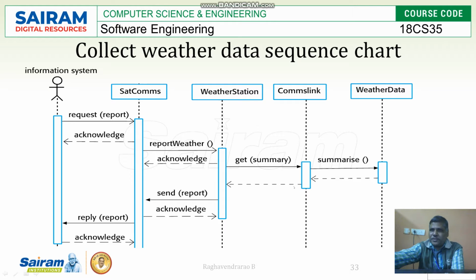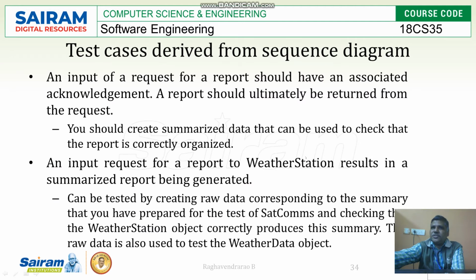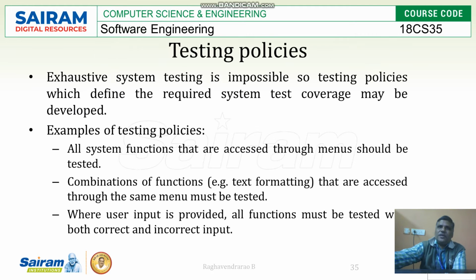If it is down, it is correct. If it is not down, here only, it is wrong. The data is going to be checked properly. That is the test that has to be done in the sequence diagram.